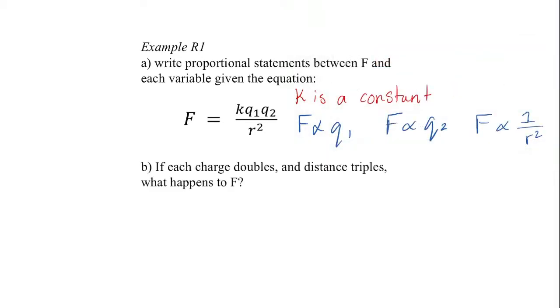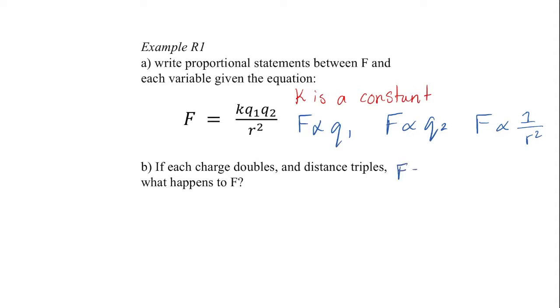So if each charge doubles and the distance triples, what happens to F? Well, this one's different, where instead of just one of the variables changing, all three of them are. So the only thing that's not changing is k. If I want to know what happens, I just assume that everything was 1 before, and now I'm going to double both Q1 and Q2, so that's going to be 2, and I'm going to triple R, so that's going to be 3. So just assume everything was 1, right? Q1 was 1, Q2 was 1, R was 1, and then do whatever the question is telling you to do.